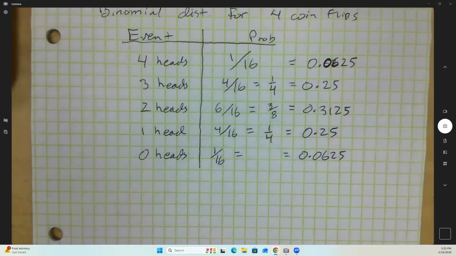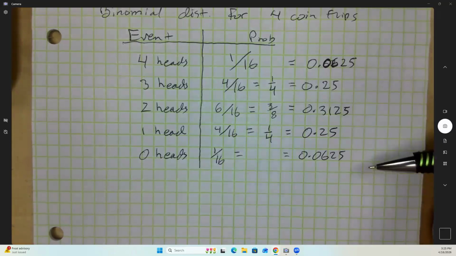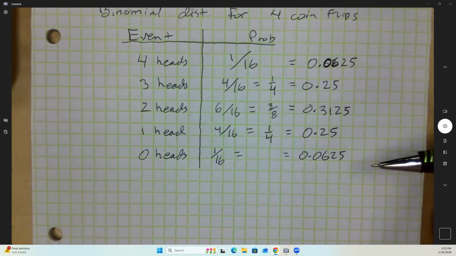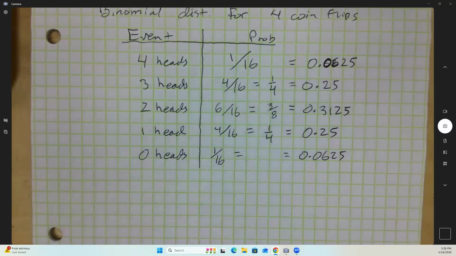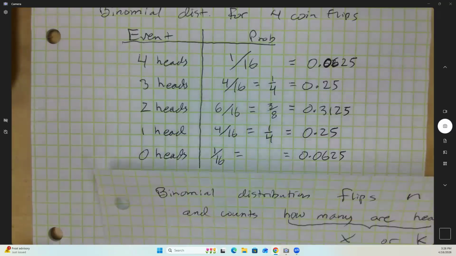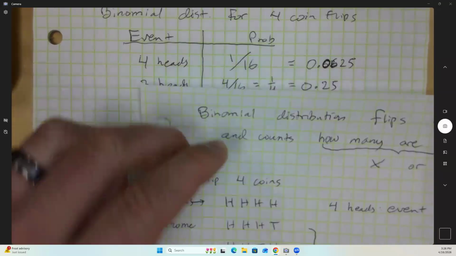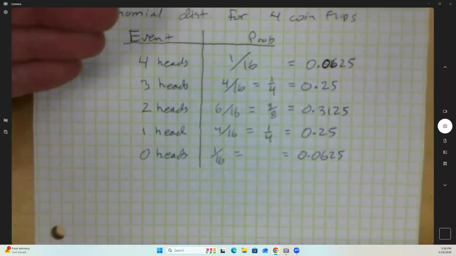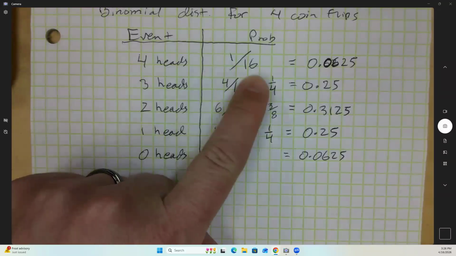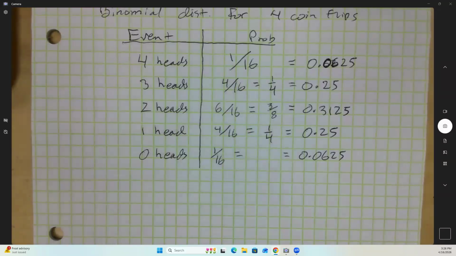0.0625. And if you add all that up, it should add to 1, because if you flip 4 coins, you're going to get something. Now, keep in mind, 4 heads is the outcome. It's not that there are 4 of the heads and 16 total, right? There's 1 way to get 4 heads and 16 possible sets of outcomes.